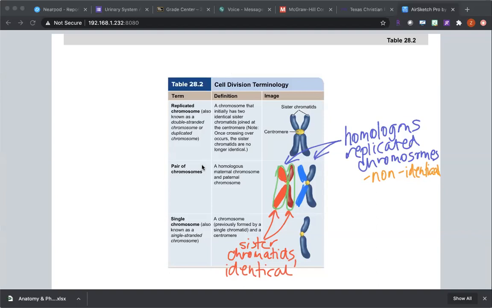After the replication happens, the sister chromatids are held together by a structure known as the centromere. The centromere has a region on it known as the kinetochore, and that's what the spindle fiber will attach to eventually when we're moving chromosomes to different sides. So that's how this works. Again, sister chromatids are not the same as homologous pairs.